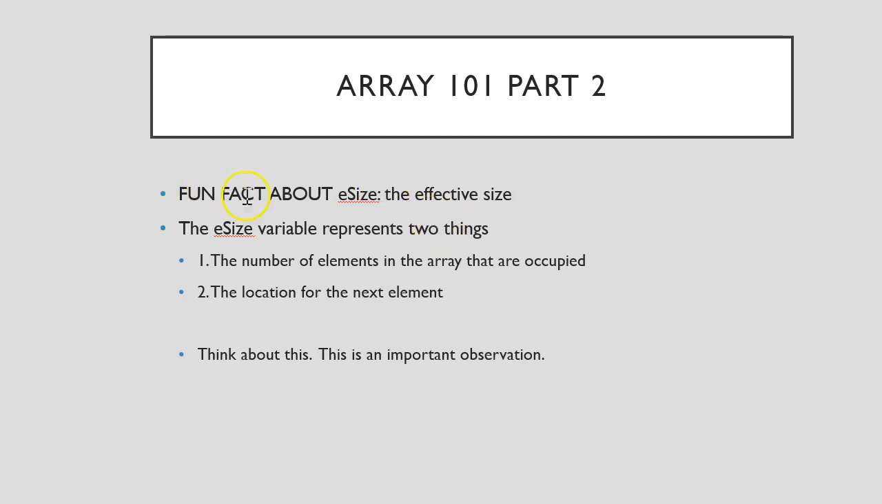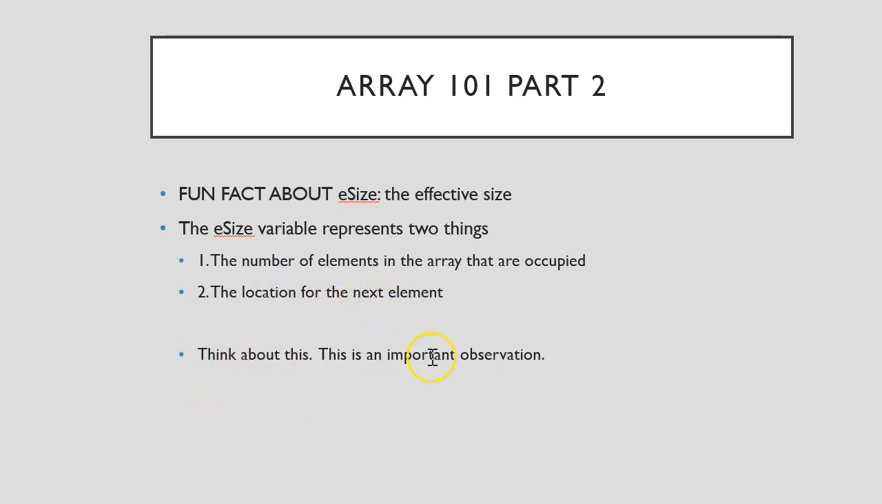A few facts about an array. The effective size, or the E size variable, represents two things, not one. The effective size is the number of elements in the array that are occupied. So the effective size tells me how many things I have placed into the array. And the effective size also tells me the location where the next element is going to be occupied, or where I'm going to put the next thing. How many I placed and the subscript or index of where the next thing goes.